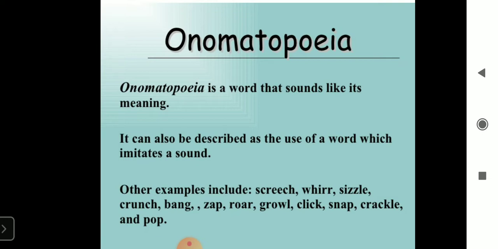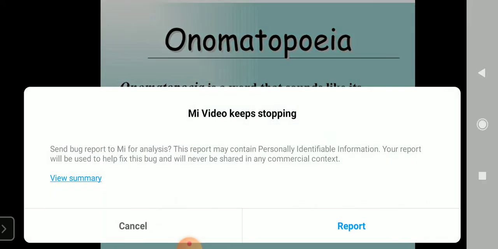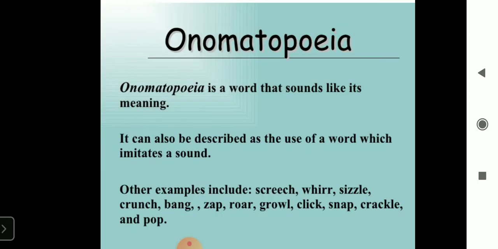For example, screech. While you write something with the pen or you drag a table on the floor, right, then it makes some sound, a screeching sound. Okay, so that is called onomatopoeia. Whirr, sizzle, crunch, okay, bang, zap, roar. While we have this word roar, a picture of a lion comes in our mind, isn't it? So roar shows the sound of a lion. That's why it is called onomatopoeia.